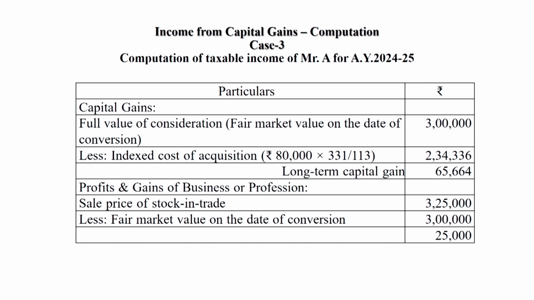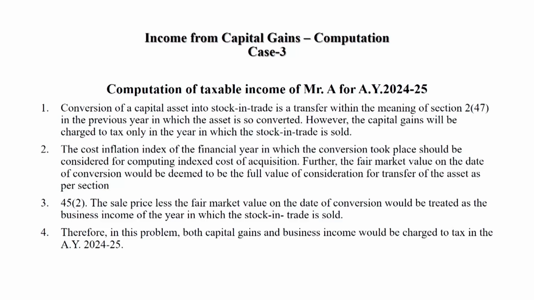The sale price of stock in trade is 3,25,000, and the fair market value of the stock at the date of conversion is rupees 3 lakh, so 25,000 will be treated as income from business and profession. So dear students, it is my humble submission before all of you: when any piece of land is converted into stock in trade, such sale will be treated as income under the head of business and profession.